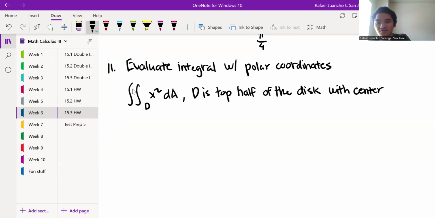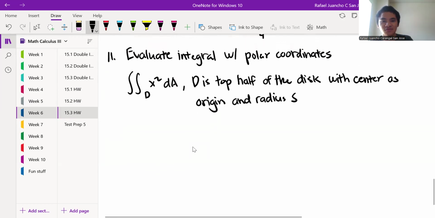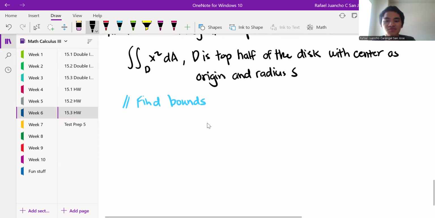So the center is actually an origin here, and the radius is 5. So what does that mean, right? Here, the first thing we want to do, if we do a step-by-step, is find bounds. But we're going to do it in terms of polar.